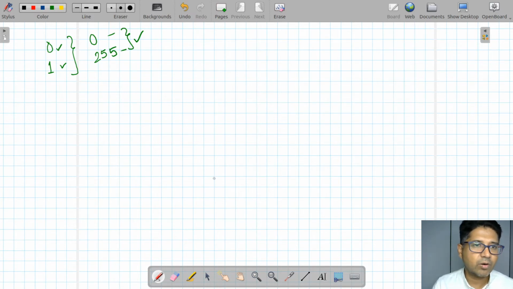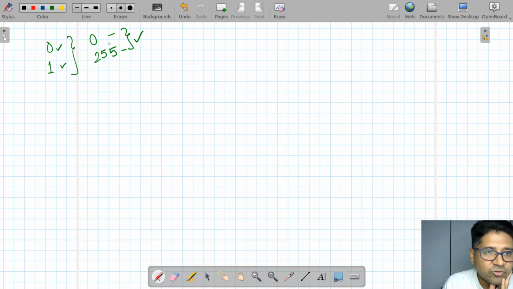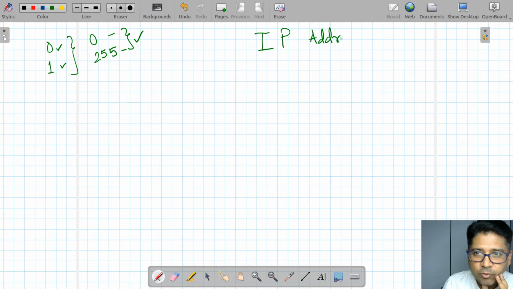Okay. Now, understand why do we study this number? Because this number belongs to the IP address. Understand what the IP address is. We are going to understand it, and we will do the lab for the IP address. Okay. What is an IP address?